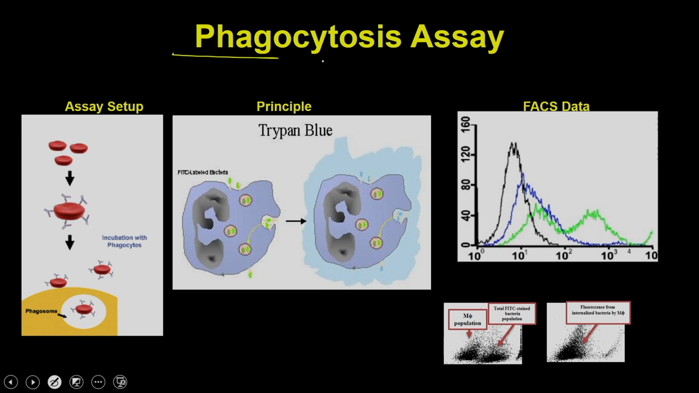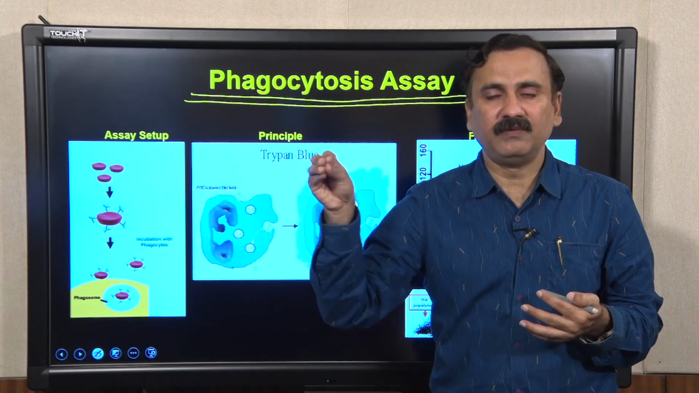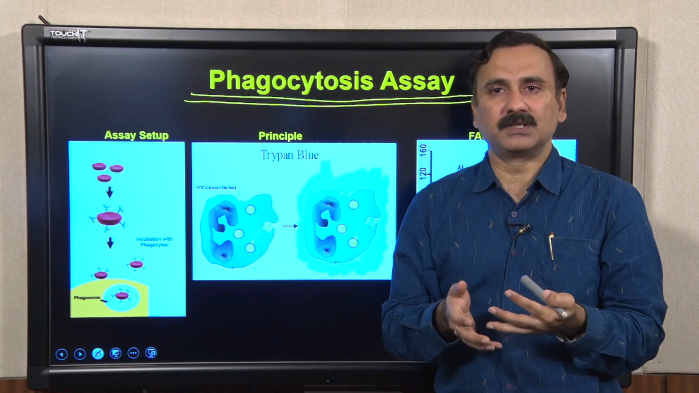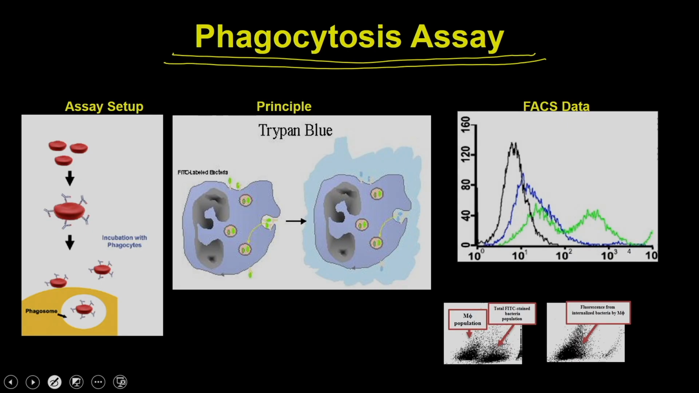Then you have the phagocytosis assay. You know the phagocytosis where if you add a particle to the macrophages or any phagocytic cells, they actually engulf that particle. In this particular assay, people are simply using RBCs and labeling them with antibodies, and the basic principle is that you can label these RBCs with a dye called FITC.